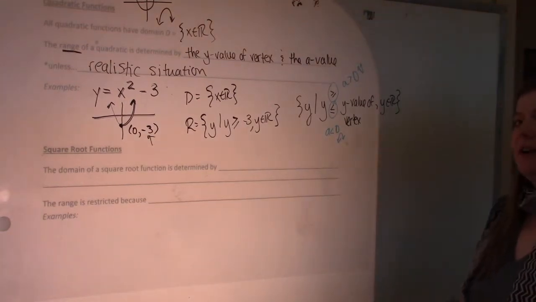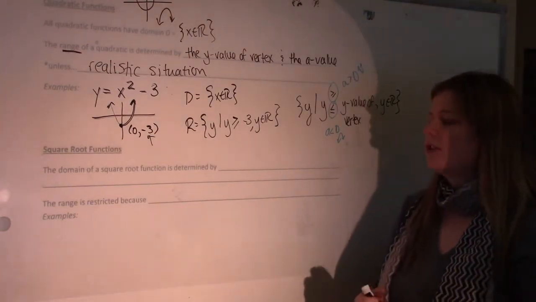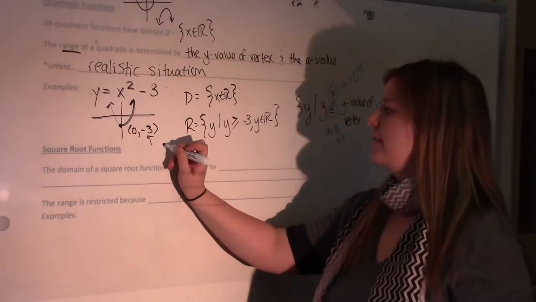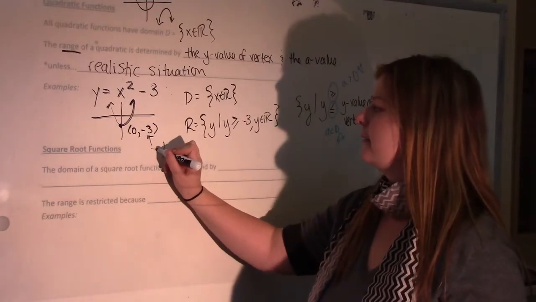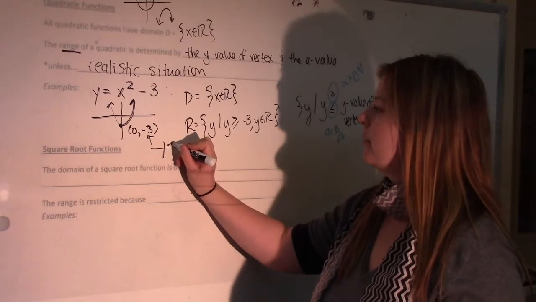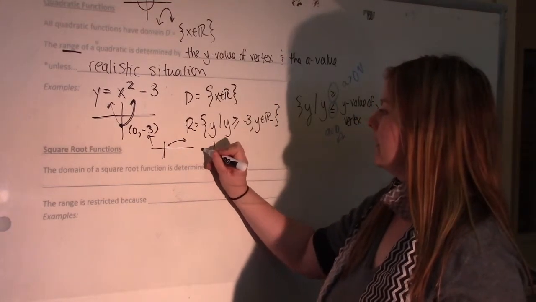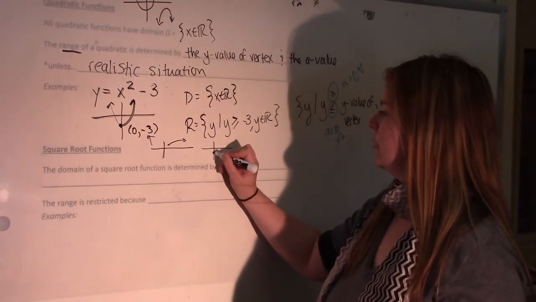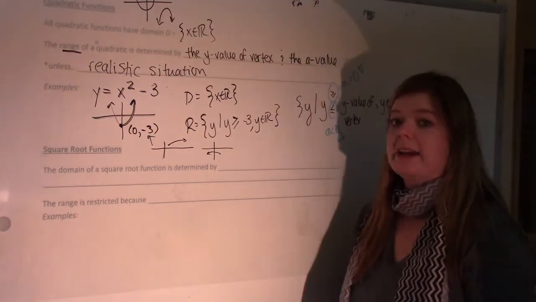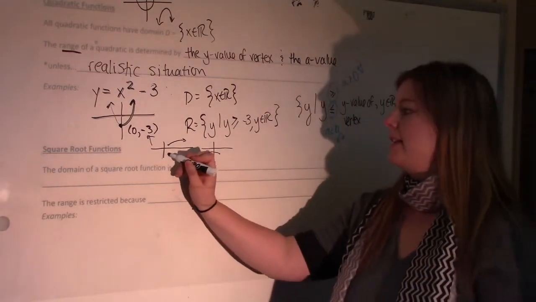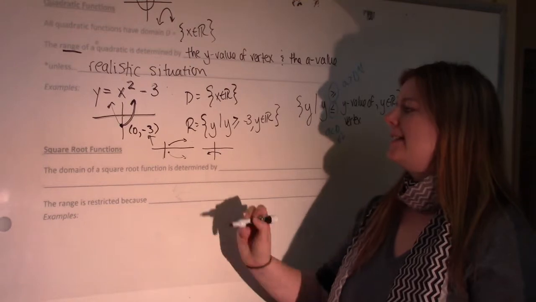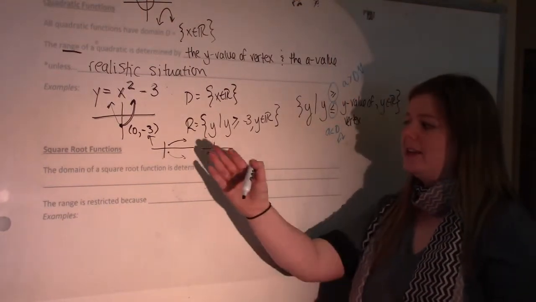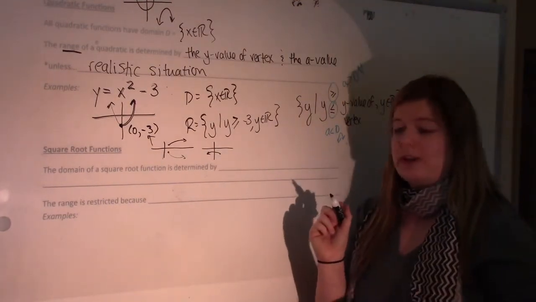Okay, a square root function. A square root function looks something like this. Or it can look something like this. Okay, it can go either way. It can go upside down. But the point is that it's one arm that continues infinitely in only one direction.